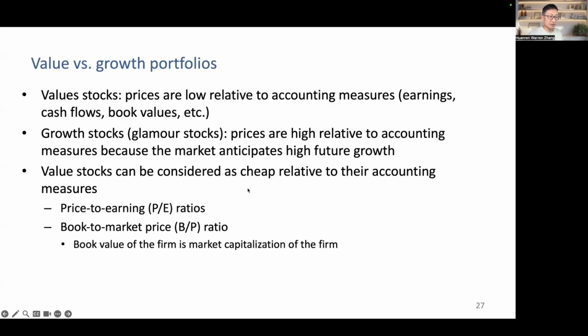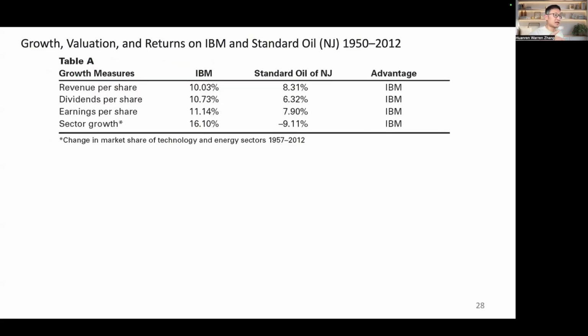So accounting measures could lead to a PE ratio or BP ratio. The BP ratio is the book to market price ratio. And the book value of the corresponding company is the market capitalization of the firm. So when we have the BP ratio, we use the market capitalization divided by the price. Now, let's take a look at some examples.